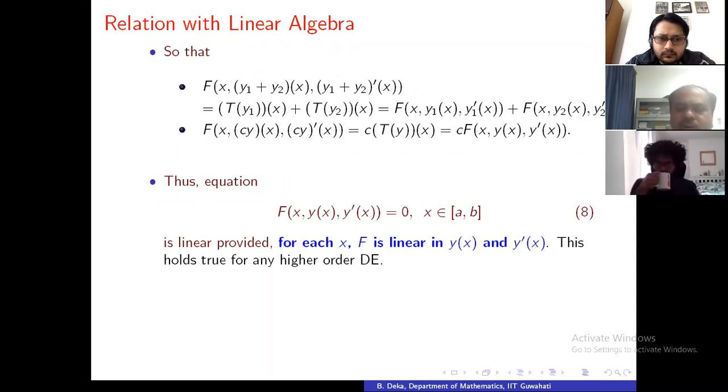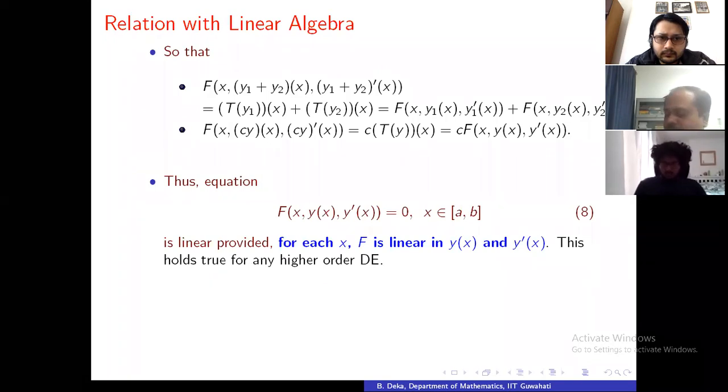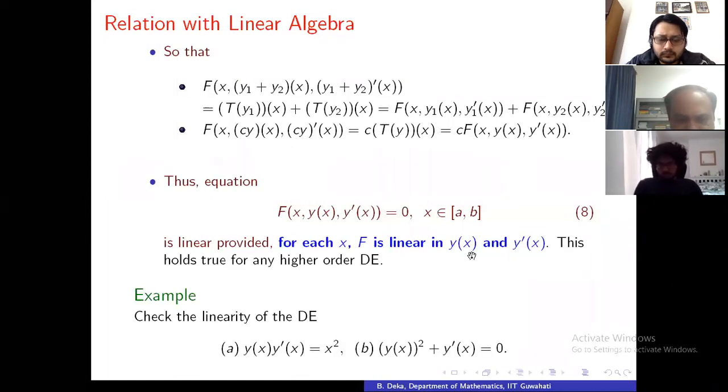This definition holds true for higher order differential equations also. If you are dealing with a second order equation, say f(x, y'(x), y''(x)), then f is said to be linear if for each x, f is linear in y(x), y'(x), and y''(x), and you can continue with higher order equations. Not only for ordinary differential equations, the same definition holds true for partial differential equations also. So linearity of a differential equation means the equation has to be linear in the solution and its possible derivatives.